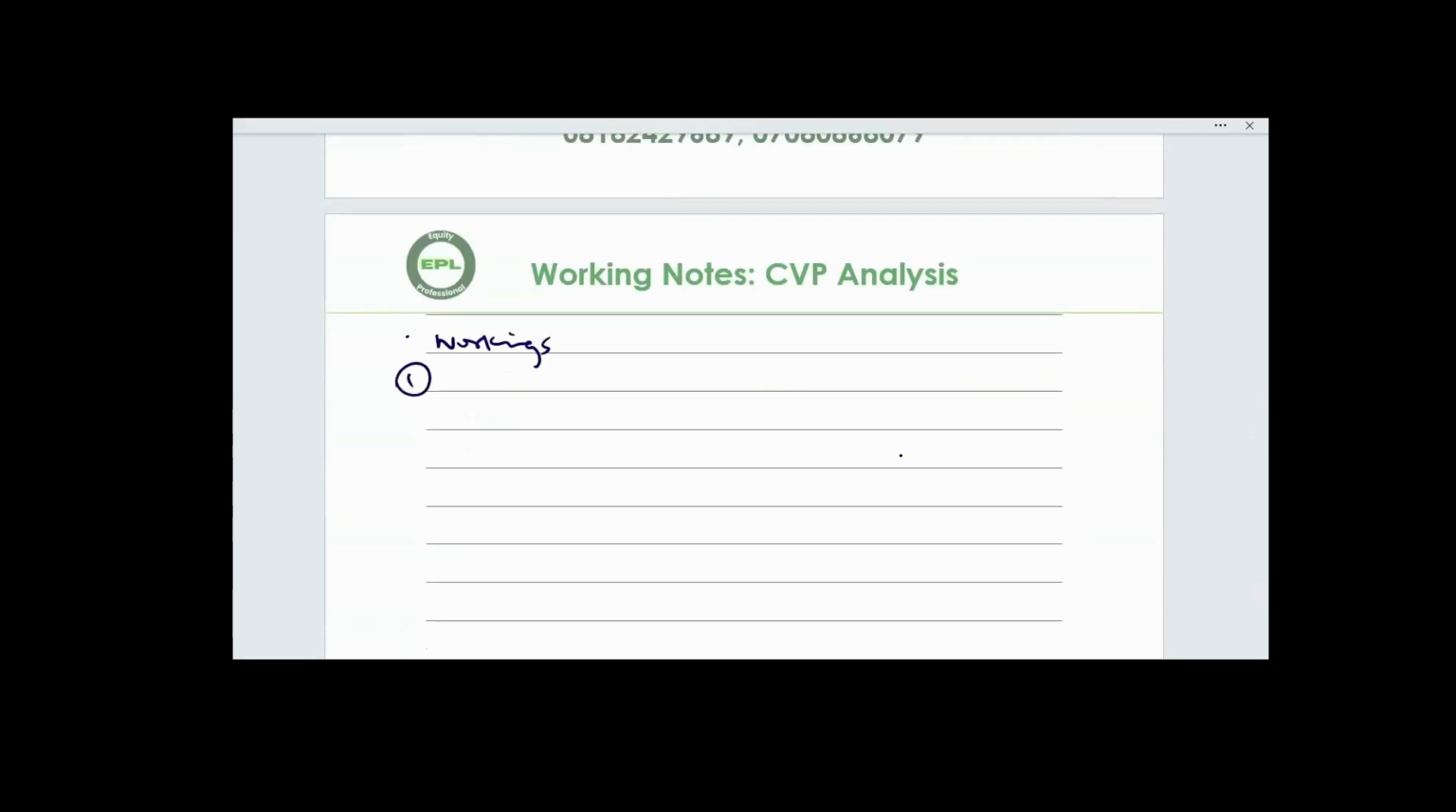Working number 1, we want to determine contribution. We want to determine contribution margin for product A, product B, then the total for the organization. So I don't need to waste time on this. I will just go straight to the question directly.